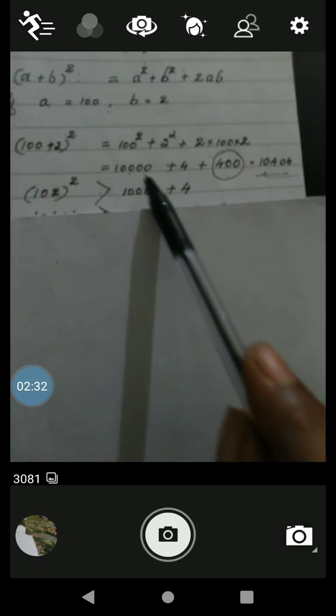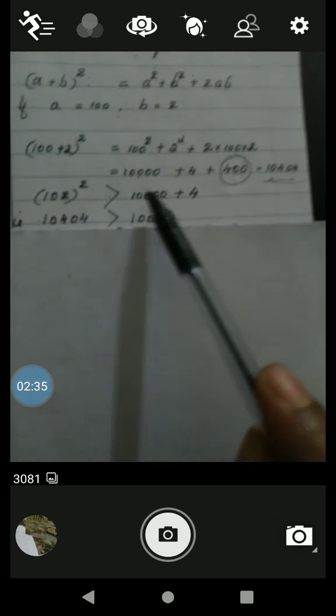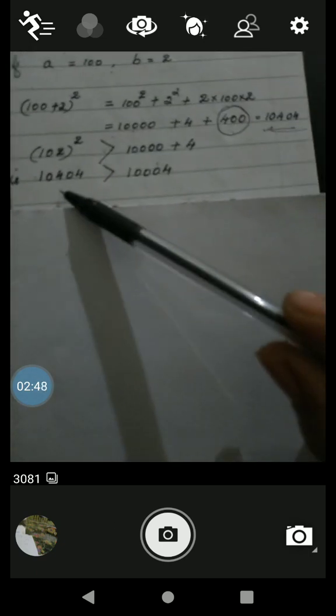Now, if we remove this 400 from here, can we put an equal to sign here? We can remove this 400 from this equation. Now, the left side is 102 the whole square, that value is 10,404. What is the value of the right side? If we remove 400, we get 10,004. At that time, we cannot put an equal to sign in between. We can put a greater than sign. 10,404 is greater than 10,004.